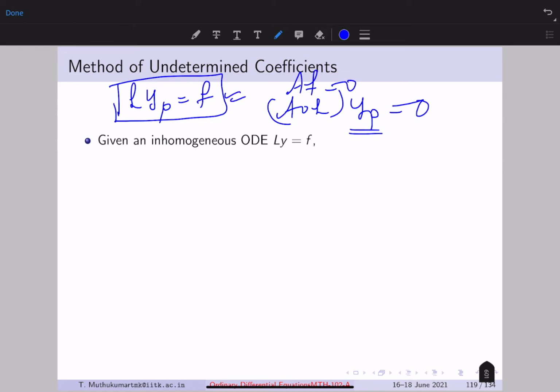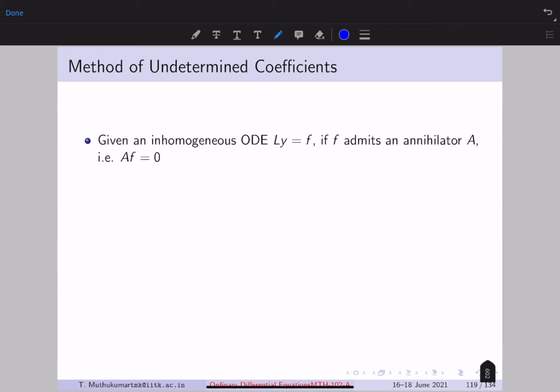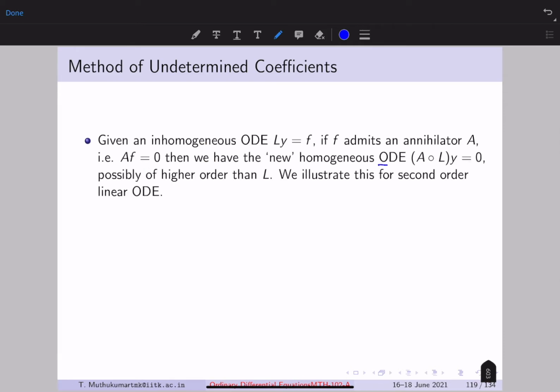So given an inhomogeneous ODE, Ly equal to f, if f admits an annihilator A, that is Af equal to 0, then you have the new differential equation, but it's homogeneous. Now, of course, the order will increase, because L is already of some order k, and A will come with some order. So A composed with L will be of order k plus something. So it will be higher order, which is fine as long as we can solve it.